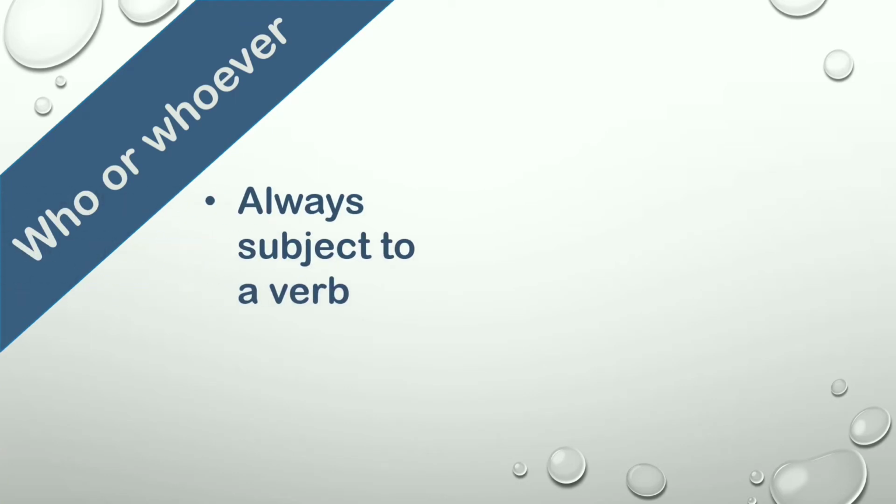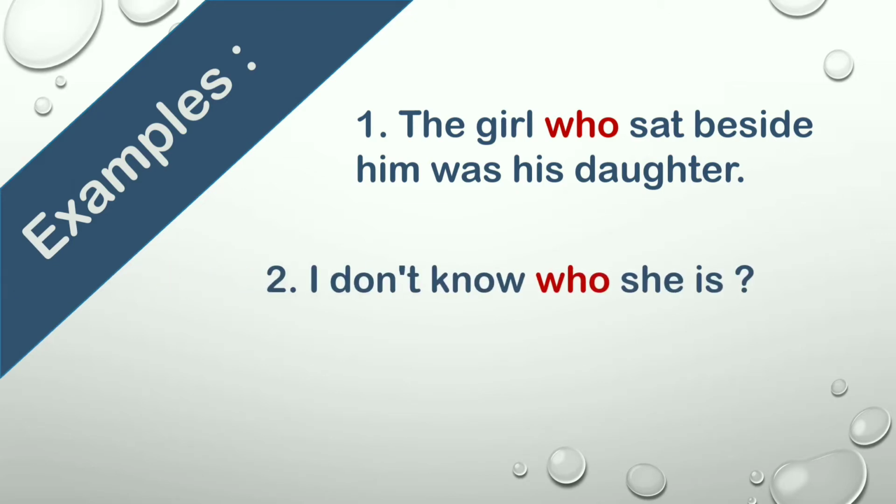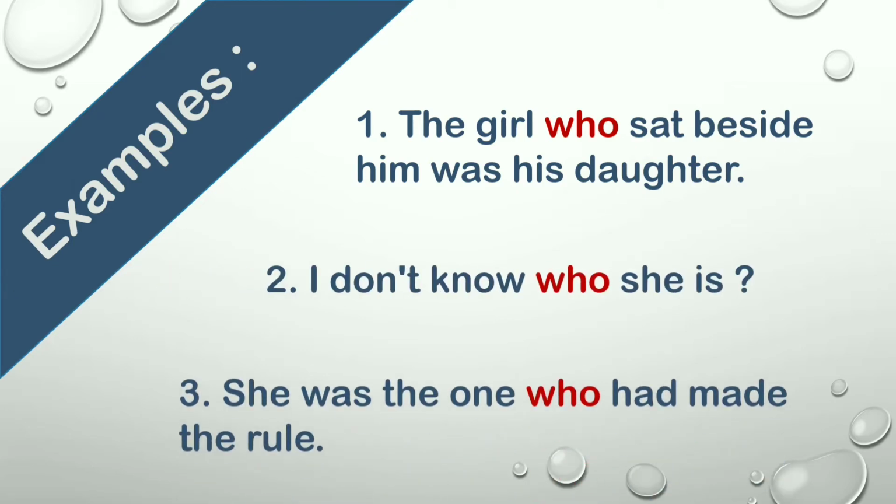First, who or whoever. Well, who is always the subject of a verb. What I mean is, it modifies the subject in the sentence and refers only to people. For example, the girl who sat beside him was his daughter. I don't know who she is. She was the one who had made the rule.